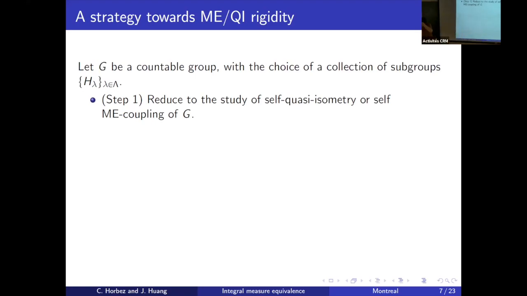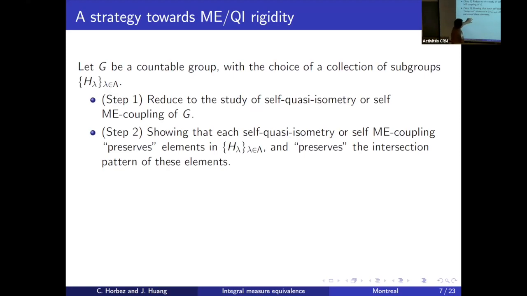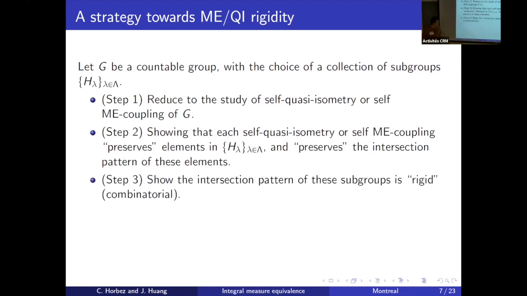The second step is to find a collection of subgroups which are preserved by any self-quasi-isometry or any self-ME coupling. Preserved is a bit more subtle in the ME case, but in the QI case it just says that any self-quasi-isometry sends one of the subgroups to another subgroup up to finite Hausdorff distance. We also want this to preserve the intersection pattern of these elements. The last step is to show that the intersection pattern of this collection of subgroups is rigid. The last step is combinatorial.